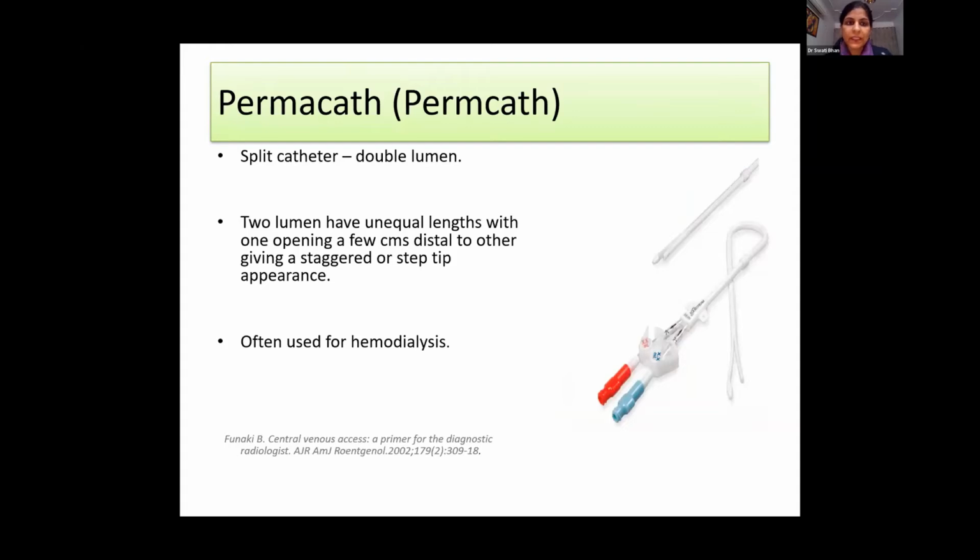Coming to PermaCath, they are split catheters. They have a double lumen, as we can see in the picture. They are 2 lumens of unequal lengths, with one opening a few centimeters distal to the other. It was mostly used for hemodialysis purposes.